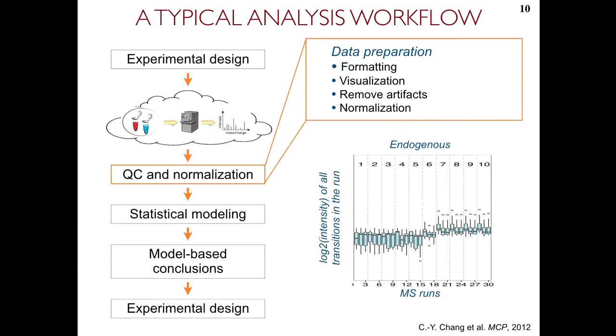But after the experiment was designed, we collect the data. The first step is to work with data processing tools such as Skyline or Spectronaut or any other tool of choice. We export this data into R in this 10-column format, right? And this is where the MSstats work actually begins. We do a lot of quality control visualization. So this is a plot where here we have mass spectrometry runs. This is the log intensity of all the features in the run.